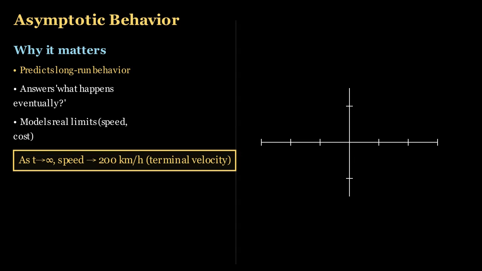Let's see where asymptotes come from, building on the idea of slope and intercepts you already know. Take a rational function, which is just one polynomial divided by another.